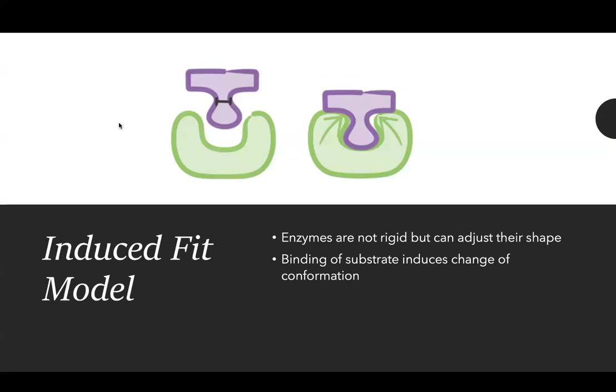The more modern theory for how an enzyme and substrate bind would be the induced fit model, where we know that enzymes are not rigid, but they can move about and the conformation can slightly change. They can adjust their shape. And as soon as the substrate comes into contact with the enzyme, it will mold itself around the substrate to fit the substrate perfectly. So tertiary and quaternary structure are modified to fit the enzyme, the substrate.